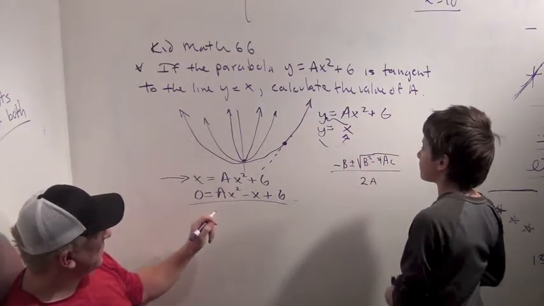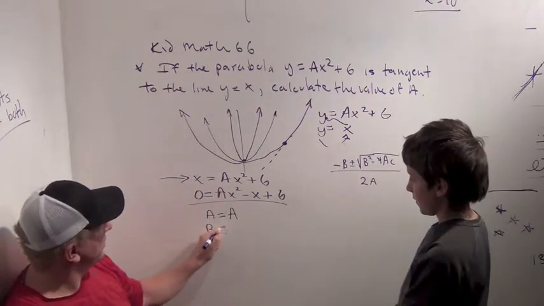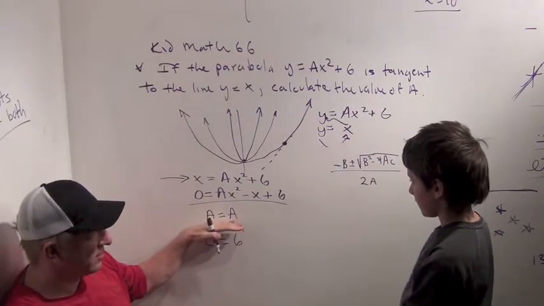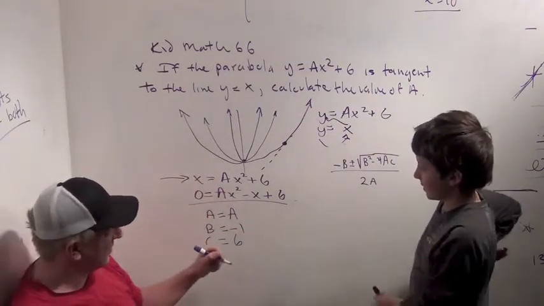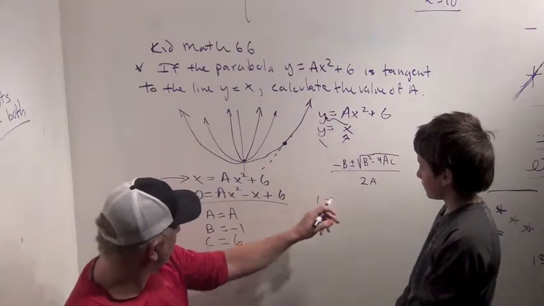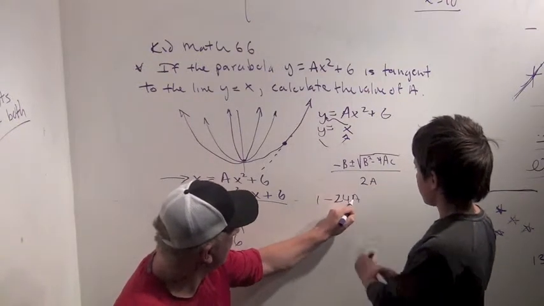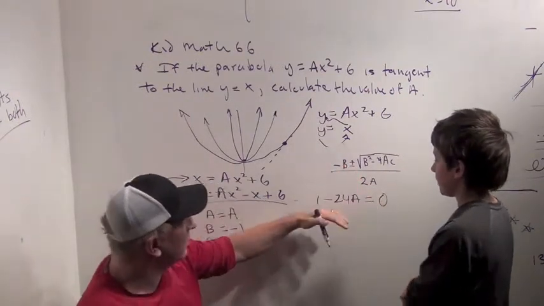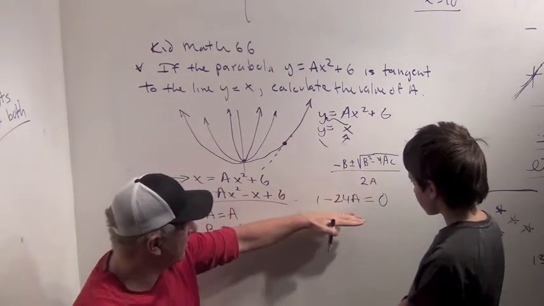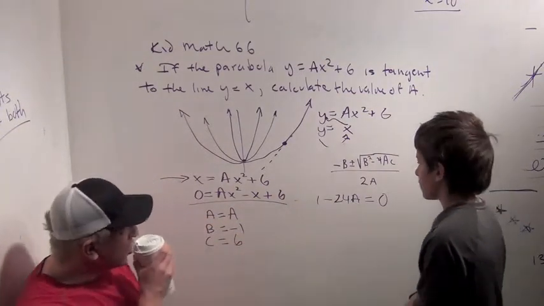So for our equation, what does a equal? A equals just a. B equals? Negative 1. And c equals? 6. So we have b squared, which is 1, minus 4 times a times c, so minus 24a. I'm just saying that when the inside of the square root equals 0, that's what this means for our equation. And so solve that.